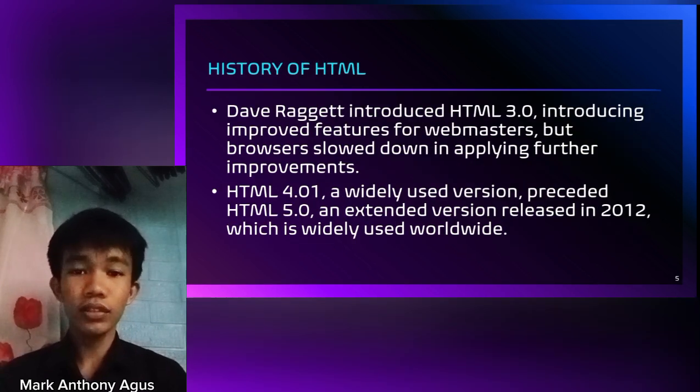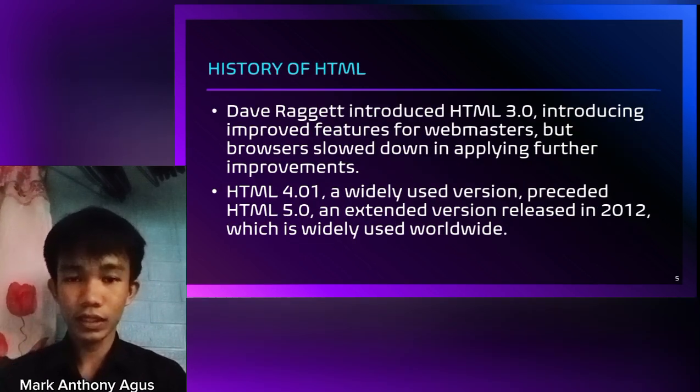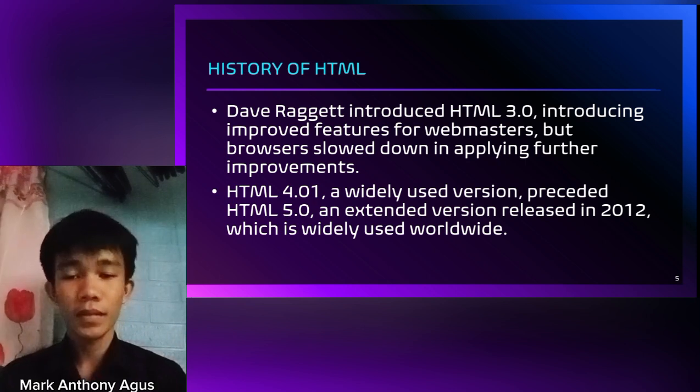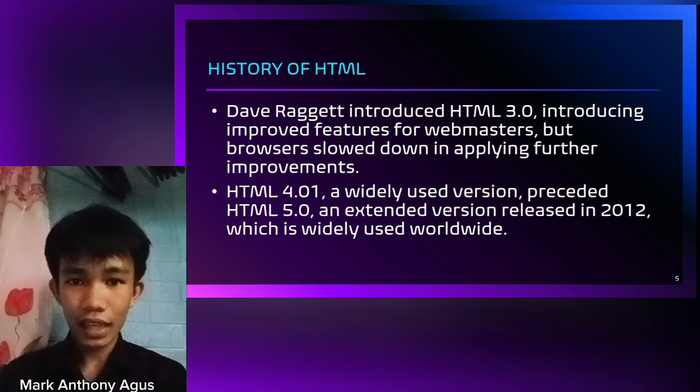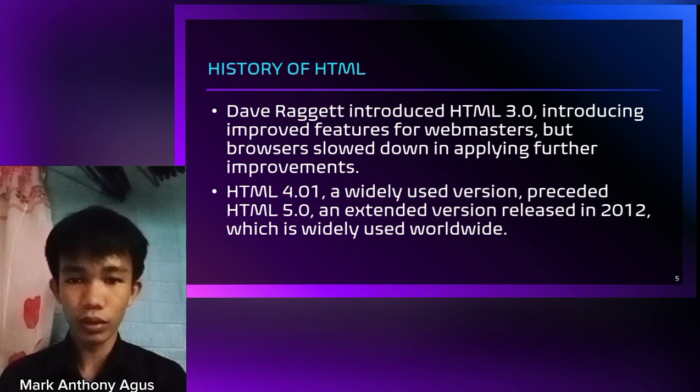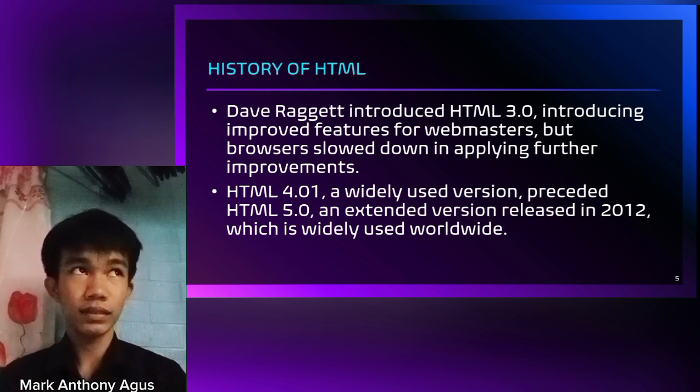Dave Raggett introduced HTML 3.0, introducing improved features for webmasters, but browsers slowed down in applying further improvements. HTML 4.01, a widely used version, preceded HTML 5.0, an extended version released in 2012, which is widely used worldwide. The history of HTML has numerous milestones since its inception in the early 1990s.